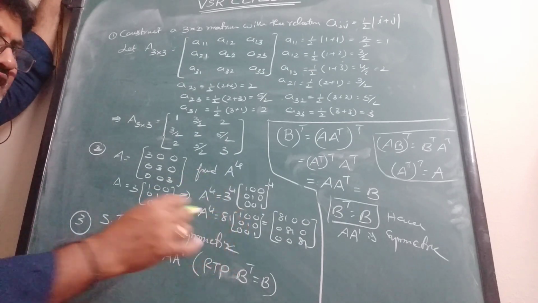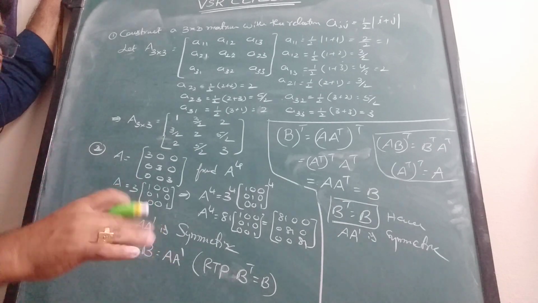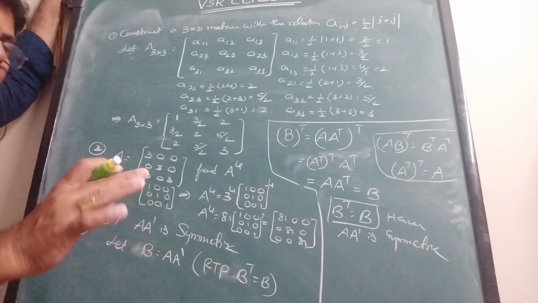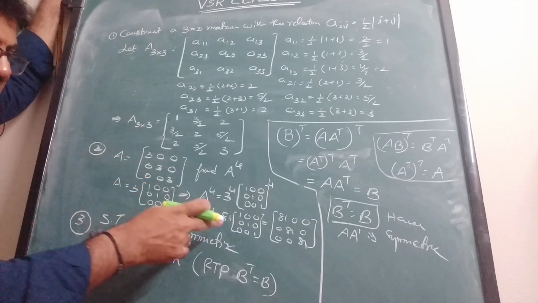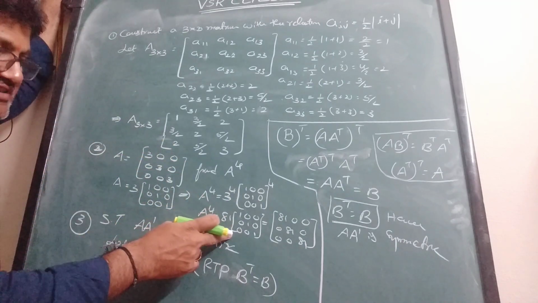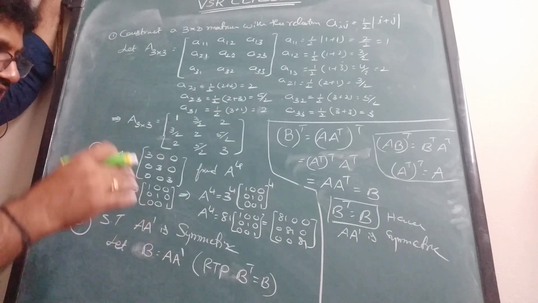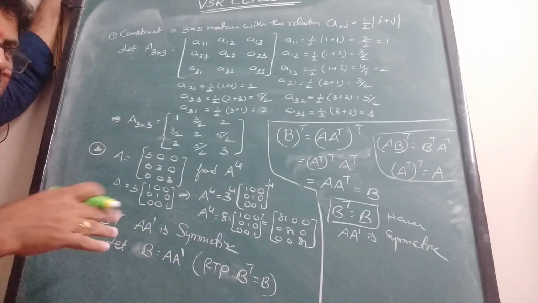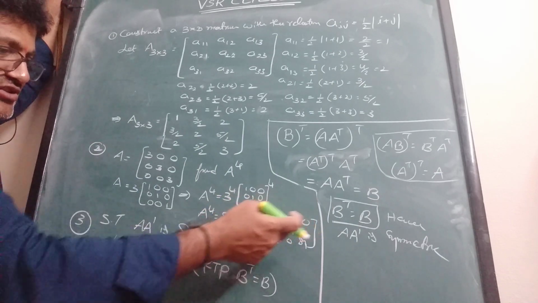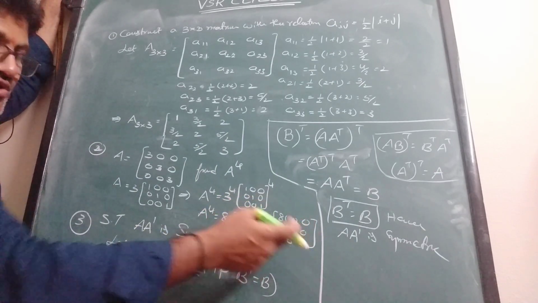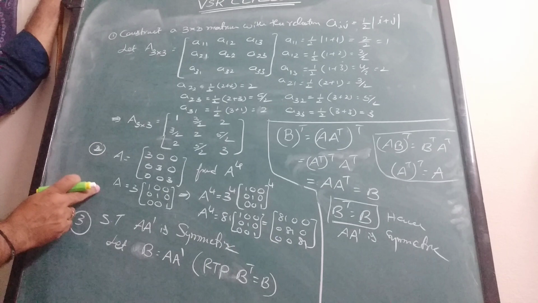And this is the identity matrix. If you multiply identity matrix with identity, I into I or A into I, you will get A only. Okay. Due to that reason we are saying that that is identity matrix. If you multiply any number of times, you will get the same identity matrix. So 81 into this identity. So 81 0 0 0 81 0 0 0 81 is your result for A power 4.